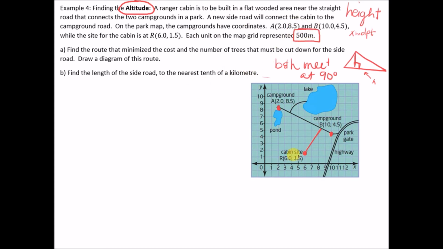Okay, so what we want to do is find the route that minimizes cost and the number of trees that have to be cut down. So we know in order to minimize the distance, we need to go directly to the road. So we need to go perpendicular to the road.